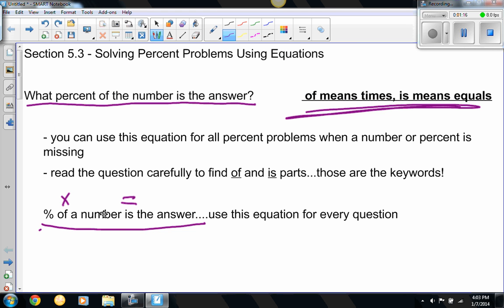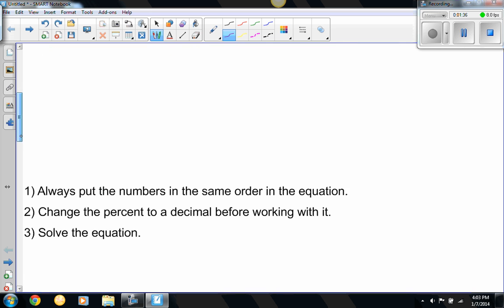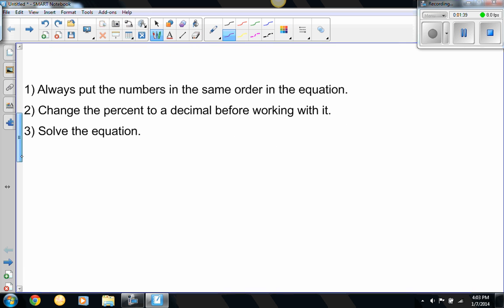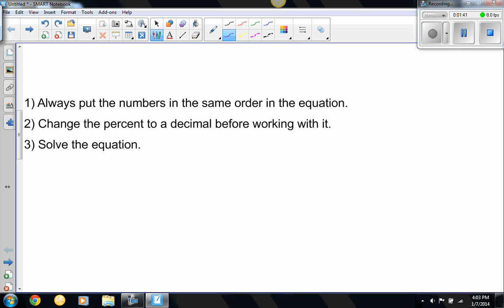When you're trying to figure out which part you're trying to solve for, you need to read the question carefully to find the of and the is, because those two parts are the key words that will help you put it into your equation the correct way. So here are your main steps. You're always going to put the numbers in the same order in the equation. The percent will always go first, the of what will go second, and the is what will go last. So you need to be careful with how you're putting it in there.